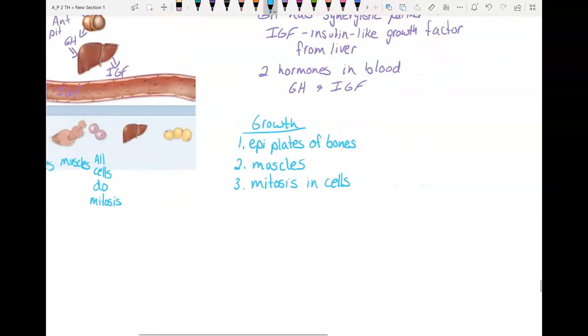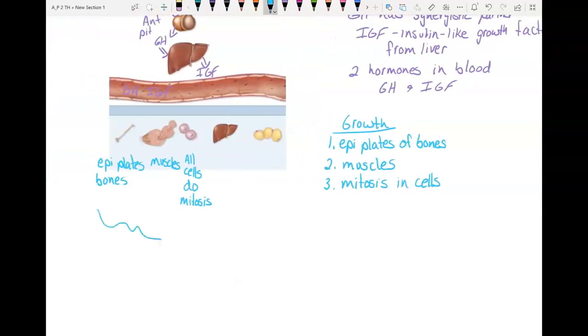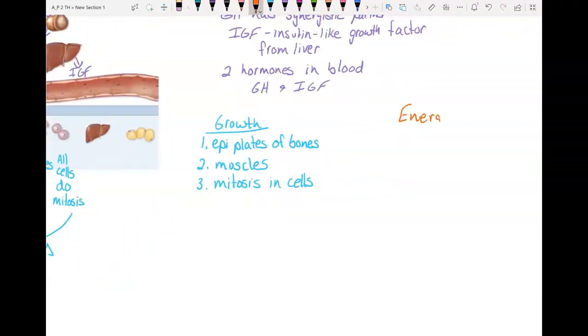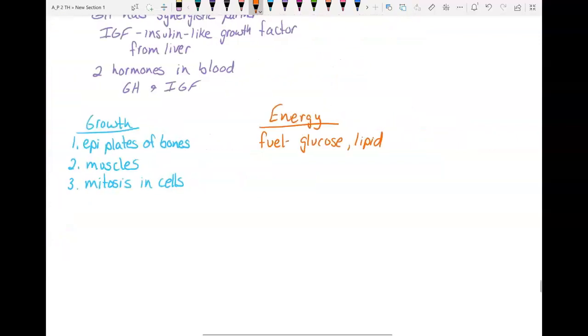All of this growth requires energy. So it takes energy to grow. So the other thing that these hormones do is supply you with that energy. So in order to make energy, you have to have fuel, such as glucose and lipid, so that your cells have something to make ATP.